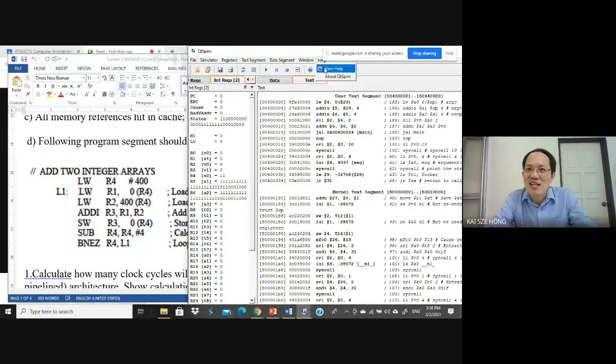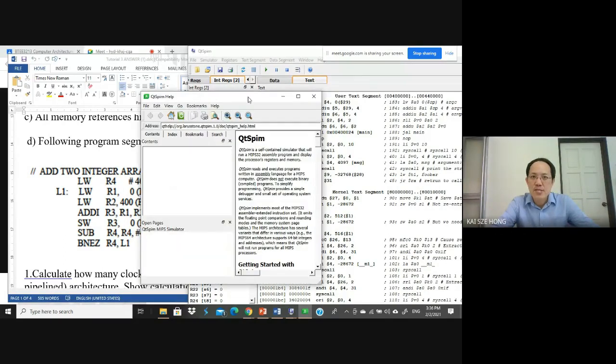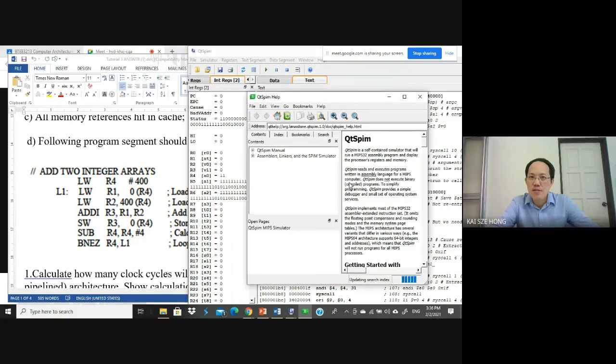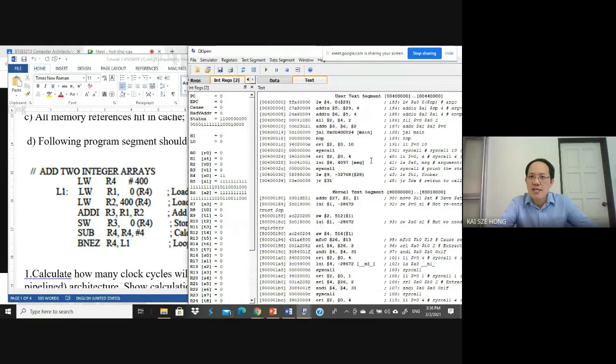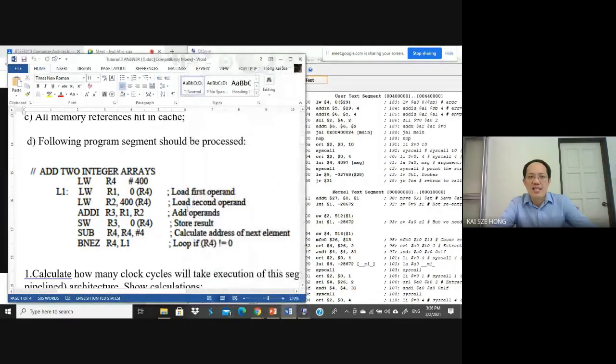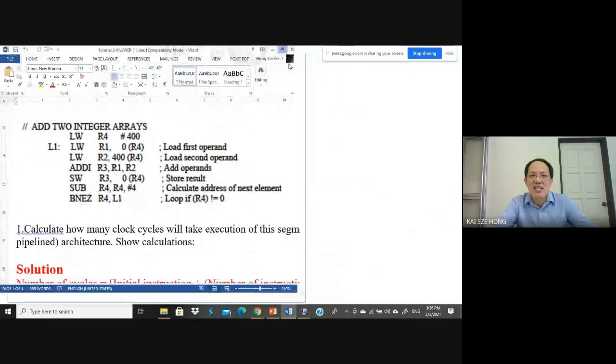Okay, let me view the help first. This different instruction actually has a source and destination operand differently. Let me see what is this? Okay, so supposedly if you add already, so you store what you should store it here, right? Let me see. QtSpim. Okay, never mind. So later we only understand. Okay, later I explain again.